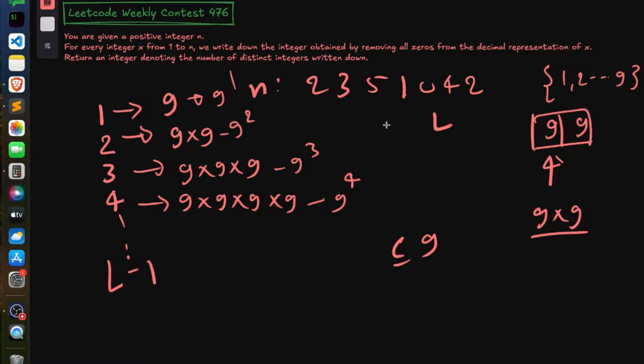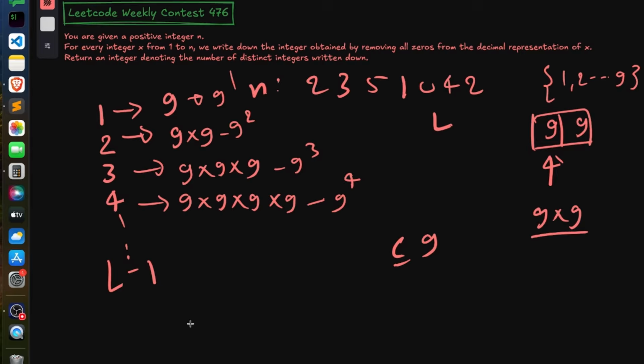So that's why in the first step, we will first find out how many unique integers we can get for length 1, for length 2, for length 3, up to length L minus 1, right? That's the first step. And your answer would be the summation of these values: 9 to the power 1, 9 square, 9 cube, 9 to the power 4.